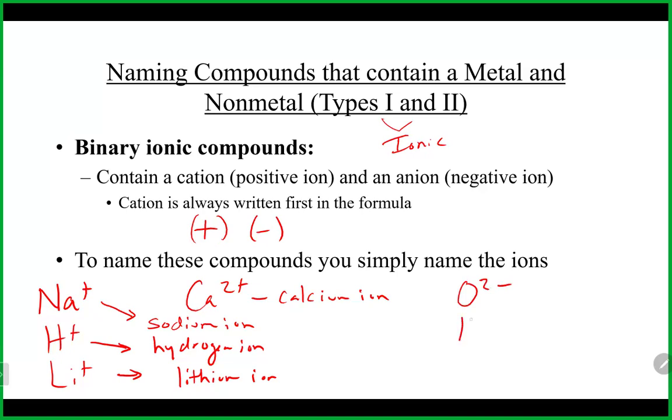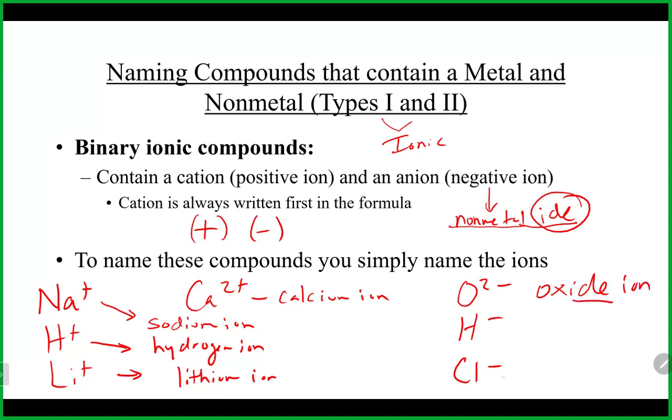Now, when we have negative ions, we do something a little bit different. So O2-, H-, Cl-. For negative anions, we actually take the first part of the nonmetal name. So we take the first part of the element name. We drop the last part, and we replace it with -ide at the end of it. So again, instead of oxygen, this becomes the oxide ion. Again, -ide. Instead of hydrogen, this becomes the hydride ion. And instead of chlorine, this becomes the chloride ion.